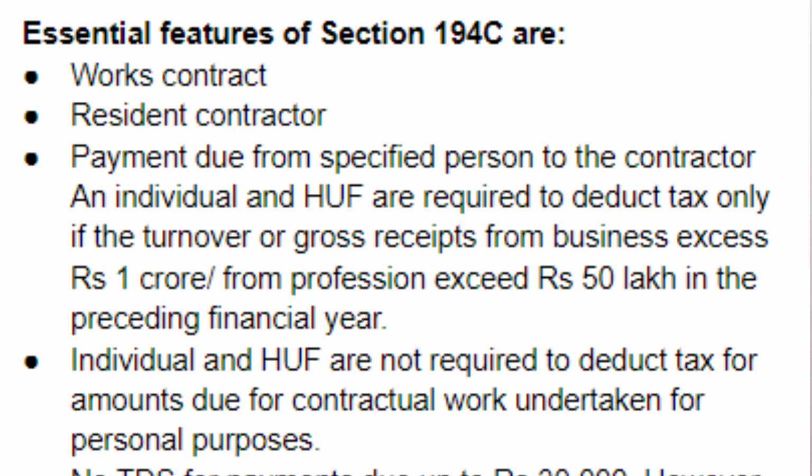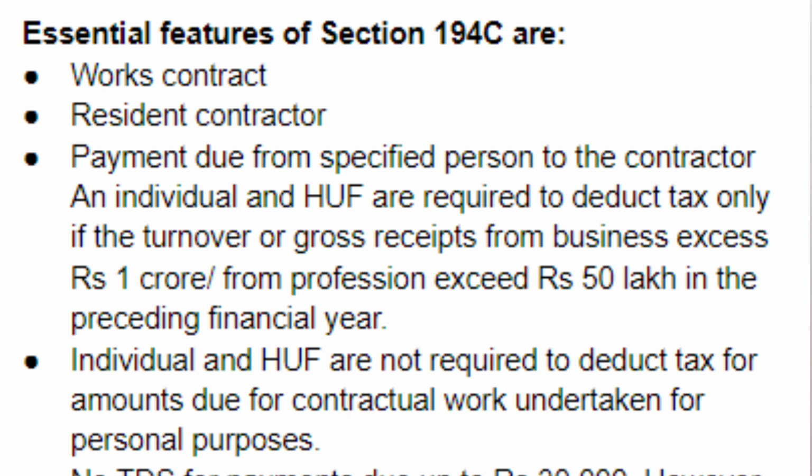Section 194C covers a works contract, which is a contract for carrying out any type of work. It will also include a supply of labor for carrying out any work. It covers resident contractor payments. That means payments made to a resident are covered under Section 194C. Non-resident payments are covered under a separate section. It covers payments made by a specified person to the contractor. The list of specified persons is separately given.